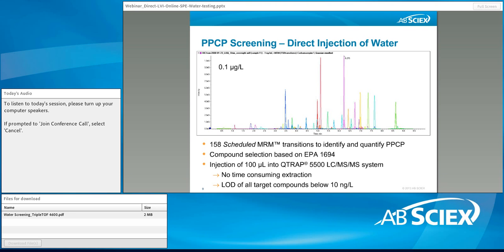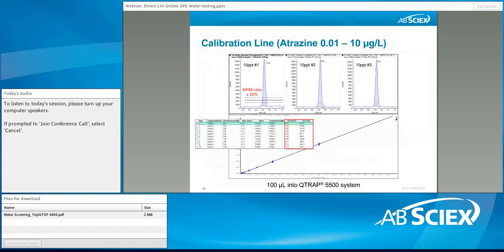We do not need to extract these compounds. We can inject the water sample directly, don't waste time and money doing sample cleanup. And we use that to monitor these pharmaceuticals, personal care products in all kind of like drinking and surface water.